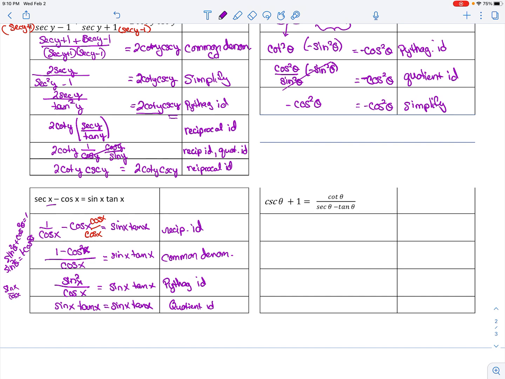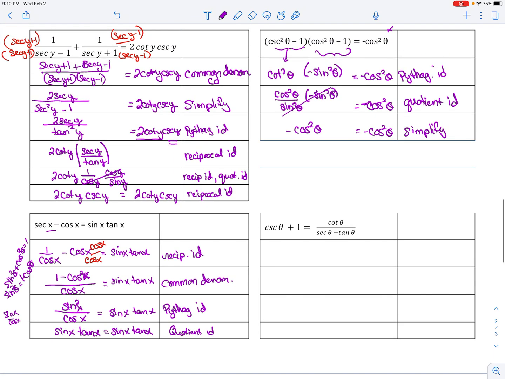All right, last example. So now we have a cosecant of theta plus 1 equals a cotangent of theta over a secant of theta minus a tangent of theta. So definitely a busy problem. And I would say that the right side this time probably looks more complicated than the left side. So we have to find a way to make it not be so complicated.